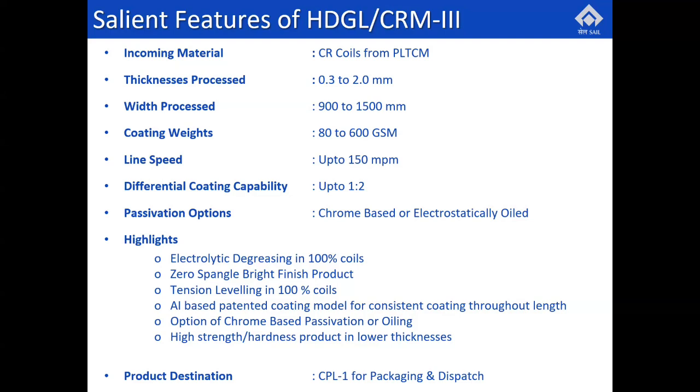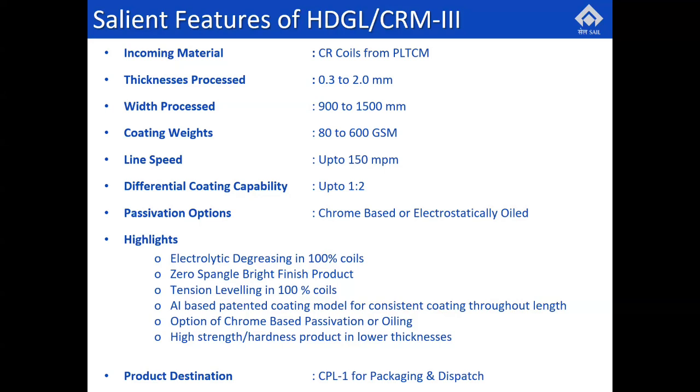Our line is also capable of producing differential coated products, like in top and bottom, there will be different coating weights up to 1:2 ratio. And like I was saying, in passivation, we have options of chrome-based and electrostatic oiling. Highlights of our line, we can say we do electrolytic degreasing in 100% of the coils, unlike the CR route where it is optional. Ours is a zero spangle bright finish product.